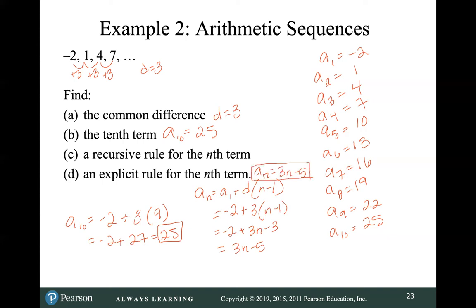I'm going to go ahead and box these so we can see those are my answers. And then the recursive rule: always A sub n equals A sub n minus 1 plus the difference, in this case 3. Now my difference can be negative. If I'm subtracting every time, then my difference would be negative. Okay, so that is our arithmetic sequence.